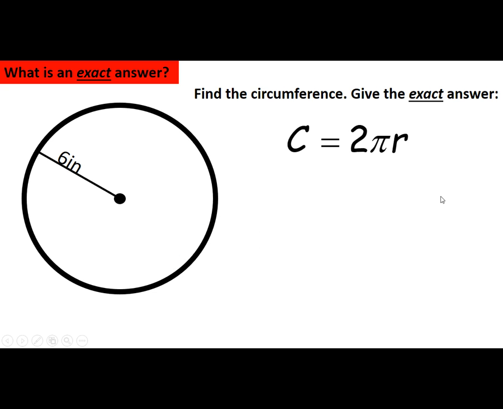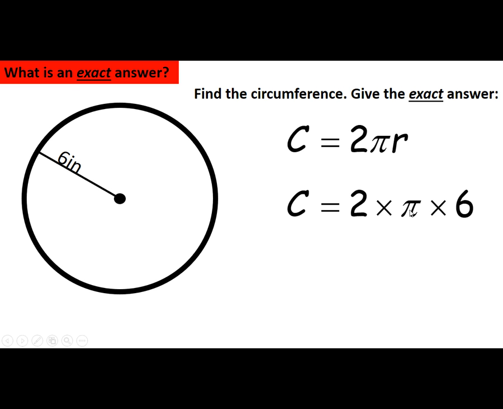And the way we get around this to give an exact answer is we just don't multiply by pi. We treat pi like x, and we're going to leave it in the answer. So in this problem, what we're going to do for our answer here is we're going to leave that pi there just like we would leave an x in our problem. And in this case, we're going to plug in 6 for the radius.